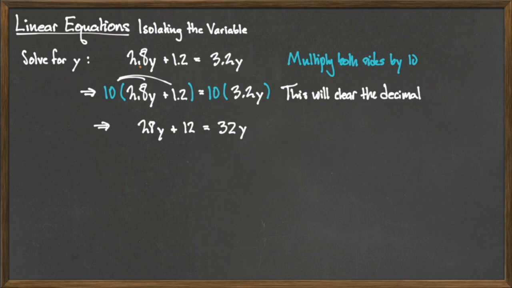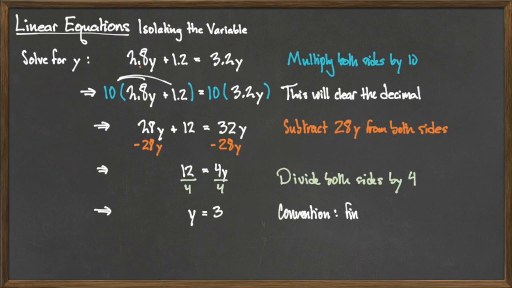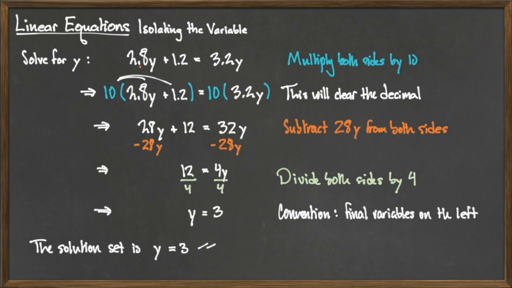This was not a necessary step. I could have worked with the decimals if I wanted to, and I would have gotten the same answer. This is just a matter of making our equation a little bit more elegant and user-friendly. Next, we'll go ahead and isolate the y variable by subtracting the 28y from both sides. This gives me 12 equals 4y, so now I can divide both sides by 4. And I'm going to choose to write my answer as y equals 3 as opposed to 3 equals y. It's conventional that the variable you're solving for is written on the left in the solution. Therefore, the solution set to this equation is y equals 3.